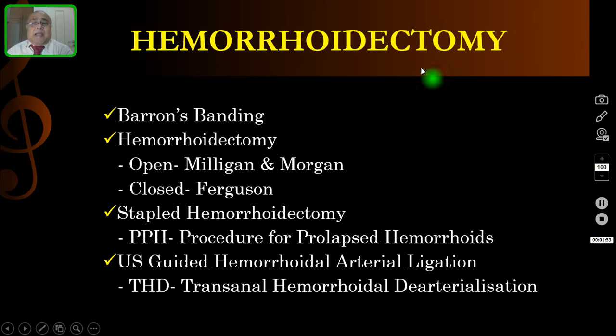Under hemorrhoidectomy, I am going to talk about 4 different procedures for hemorrhoids. One is Barron's banding, another is the hemorrhoidectomy, both open and closed methods. The open method is known as Milligan and Morgan's open hemorrhoidectomy. The closed method is called Ferguson's closed hemorrhoidectomy.